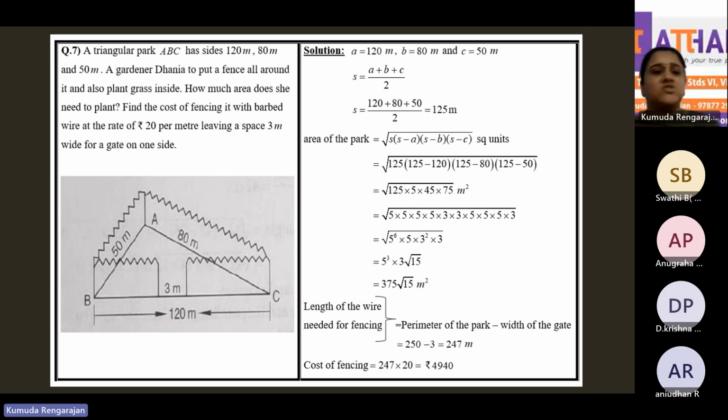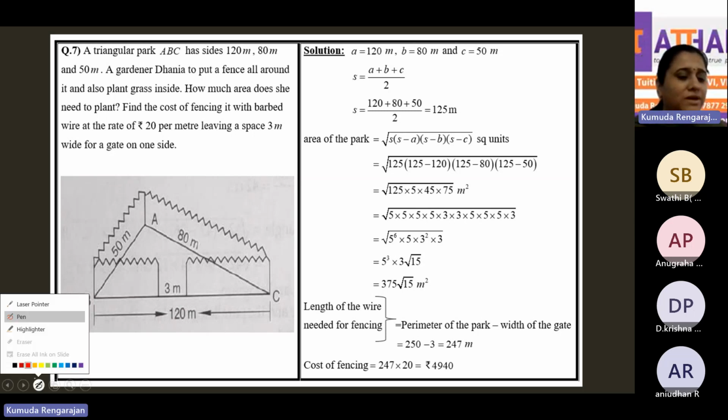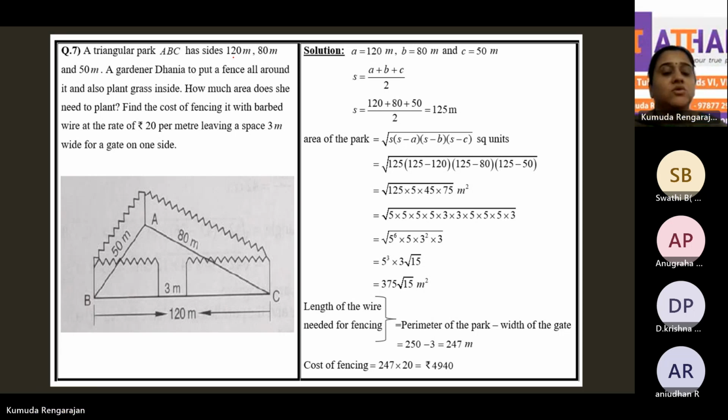Okay. So the question is very, very simple, very basic. The sides of the triangular field are given. That means the values of a, b, c are given, so you can find the area using Heron's formula. Then the perimeter will be 120 plus 80 plus 50, that's 250, minus 3 for the space for the gate. So 247 is the perimeter. And what will be the length of the fence? 1 meter is 20 rupees, so 247 meters will be 247 into 20.